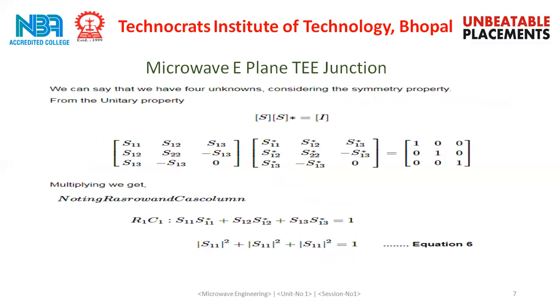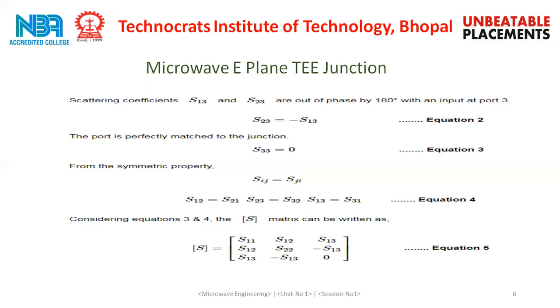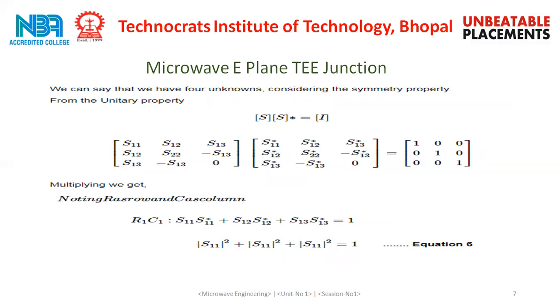Students, now we are interested in these scattering coefficients: S11, S12, S13, and S22. These are the 4 unknown values which are to be calculated. So what we are going to do is apply the unitary property of the scattering matrix. The unitary property states that the multiplication of a scattering matrix with the complex conjugate of the scattering matrix will be equal to the identity matrix. S into S conjugate is equal to I.